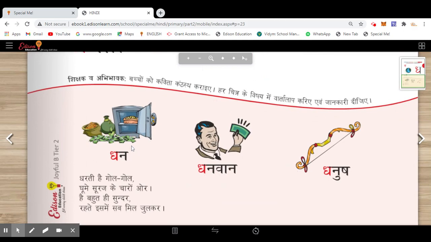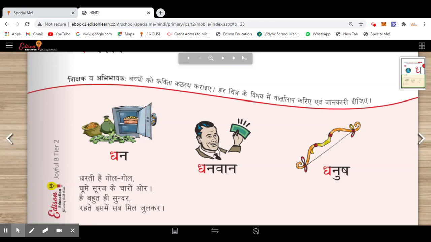क्या है ये? ध से धन. और ये कौन है? ध से धनवान. जिसके पास बहुत सारा धन होता है, वो क्या होता है? धनवान. ध से धनवान. नेक्स्ट, ध से धनुष.